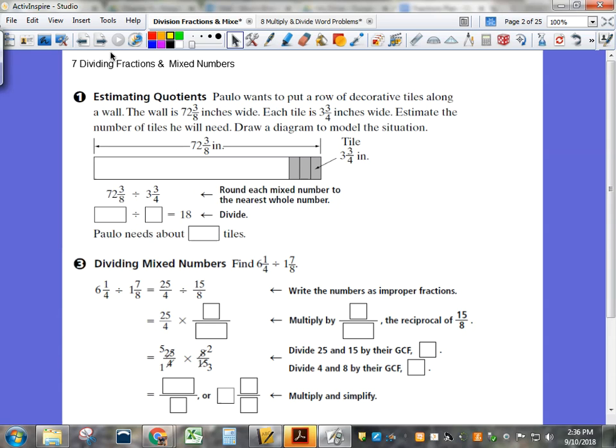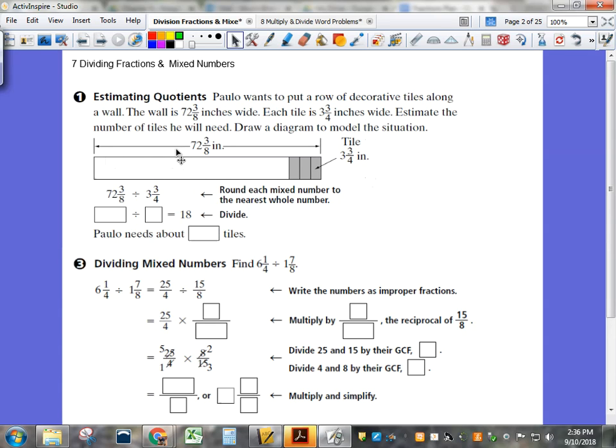All right, let's take a look at a real life application problem here. Paolo wants to put a row of decorative tiles along a wall. The wall is 72 3/8 inches wide. Each tile is 3 3/4 inches wide. Estimate the number of tiles he will need. Draw a diagram to model the situation.